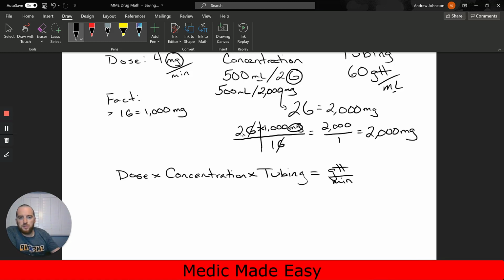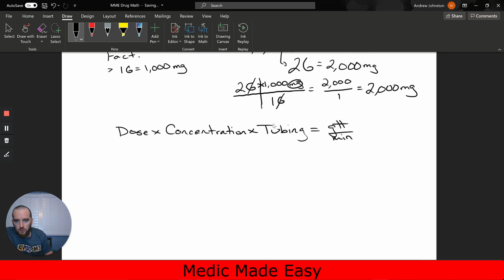I like to set it up with the same boxes as I did for converting the 2 grams to 2,000 milligrams. For dose, we said it's 4 milligrams per minute. A lot of people like to have the visual of a number, so if we're saying it's 4 milligrams per minute, that's 4 milligrams per 1 minute. So that's our dose.